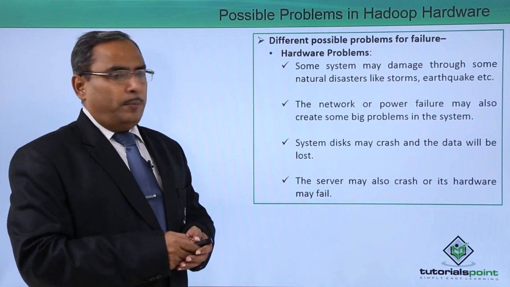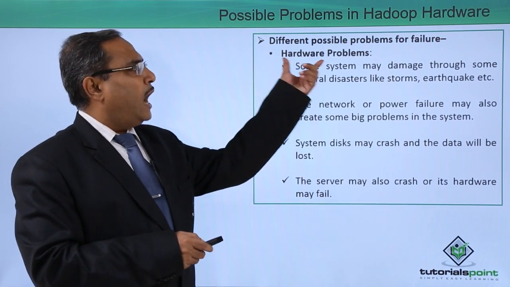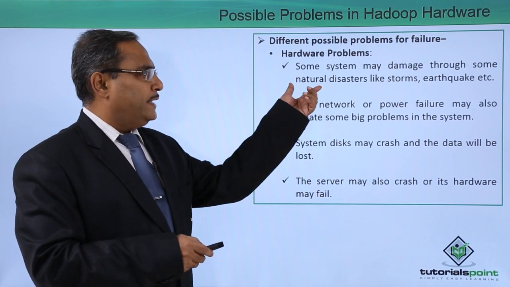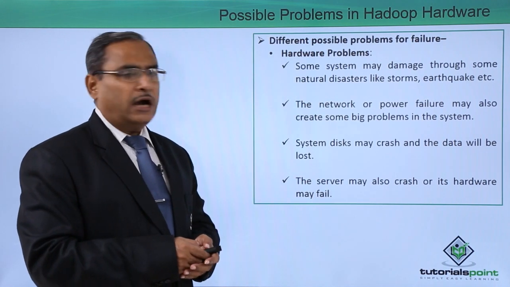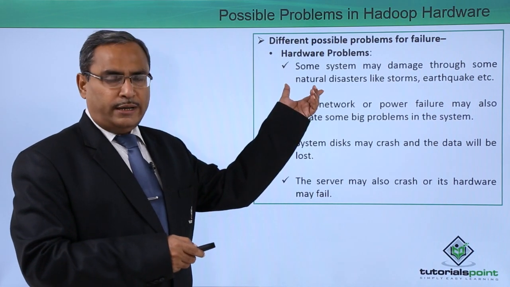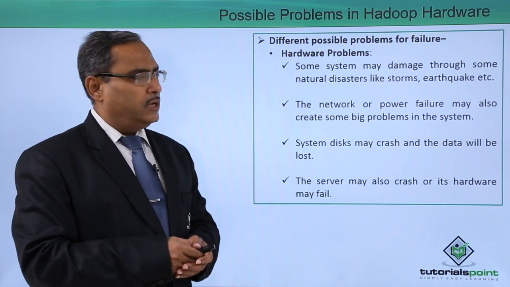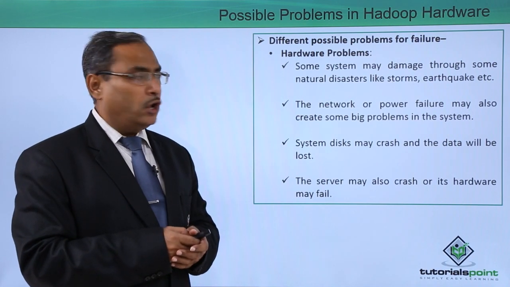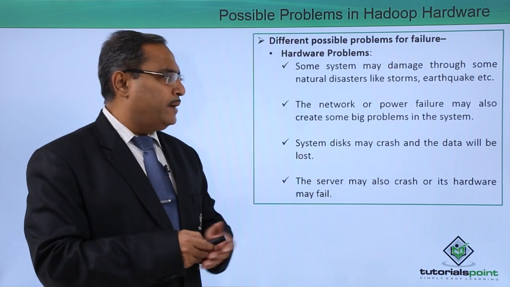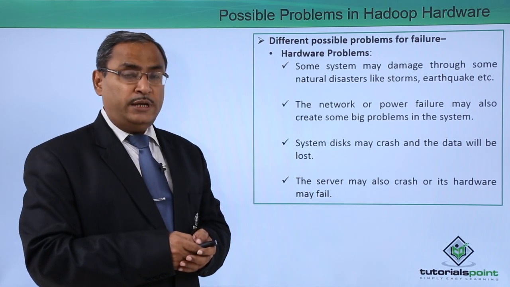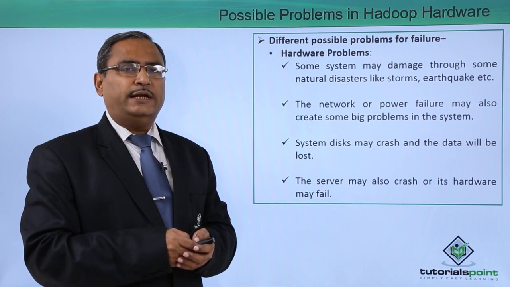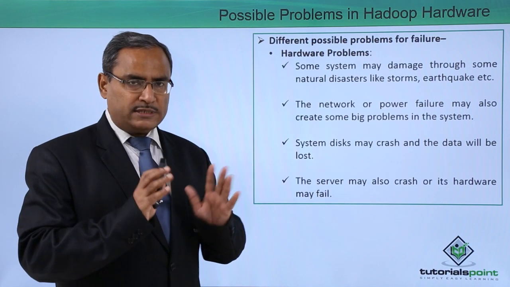So, different possible problems for failure. We are starting with the hardware problems. Some systems may be damaged by natural disasters like storms, earthquakes, etc. Whenever such natural disasters occur, obviously the systems will get damaged and our data might be lost. Network or power failure may also create big problems in the system. That's why we should make a good backup power arrangement for the systems so that they have continuous running and power supply.